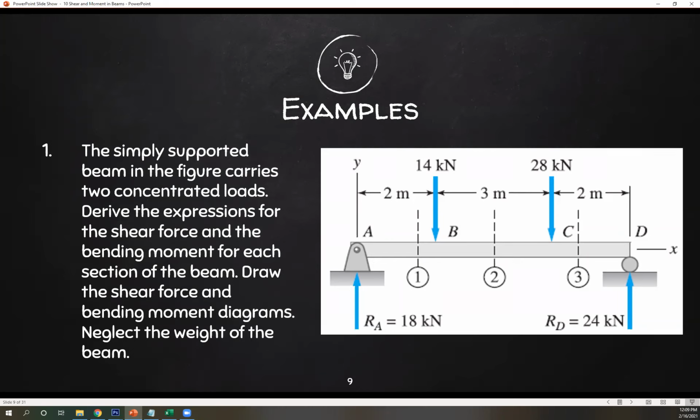So let's start with part A, expressions for shear and moment for each segment. And what are our segments? First segment AB, then segment BC, and segment CD. So again, our goal is to create an equation for each segment. So let's see.